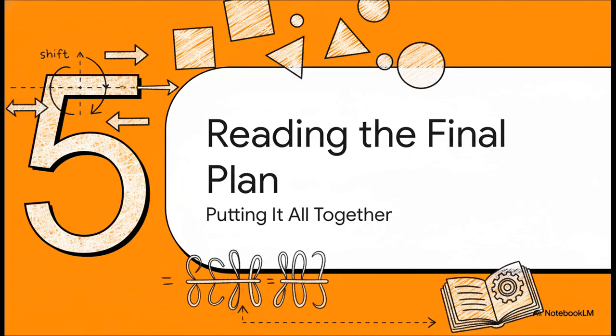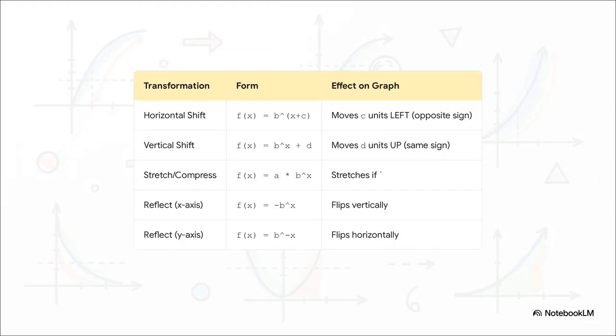Okay, we have all our tools. We have shifts, we have stretches, and we have flips. So let's go back to that intimidating equation from the beginning and read it like the simple set of instructions it really is. And here it is, your master key. This little table summarizes every single instruction we just learned. Seriously, feel free to pause right here if you need to. This is everything you need to decode pretty much any exponential function they throw at you.